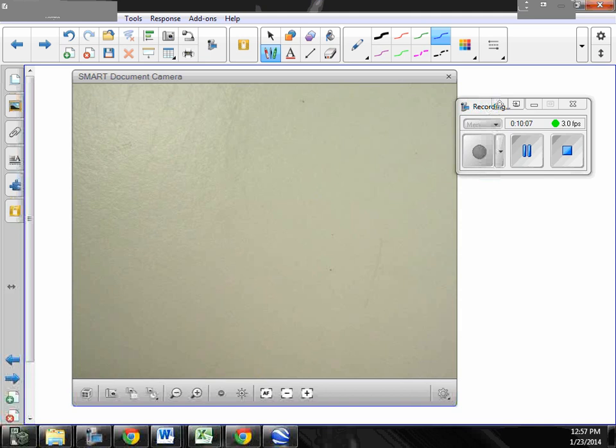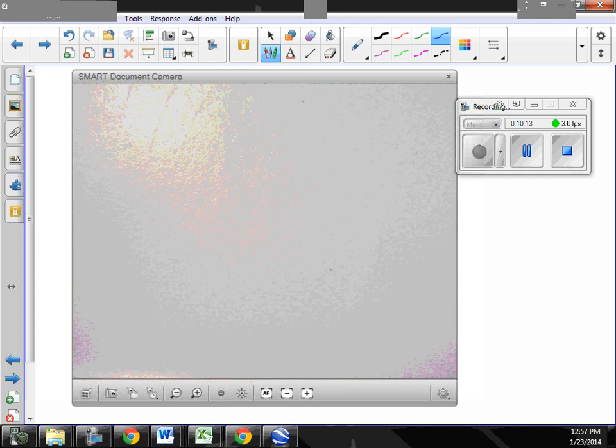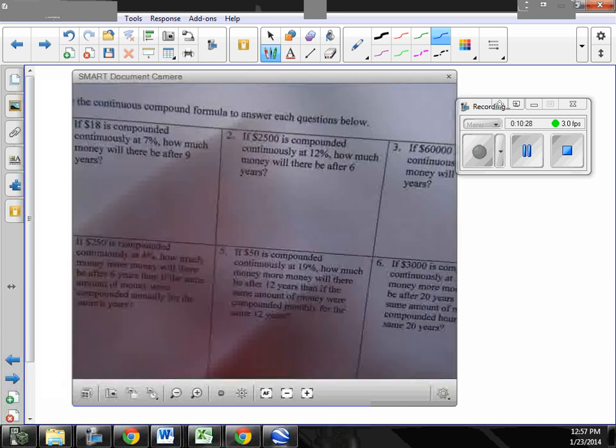So the top of this page says, it is now quite obvious that there is a limit on how much an account can grow as the number of compounds per year increases. We will now explore what that limit is. Essentially, we are asking what happens to the compound interest formula as n approaches infinity. So we're going to use our calculators to figure this out. So just take the notes that I'm going to write in this space.